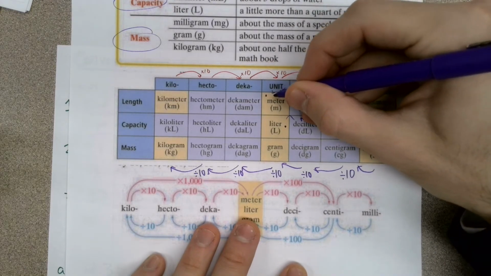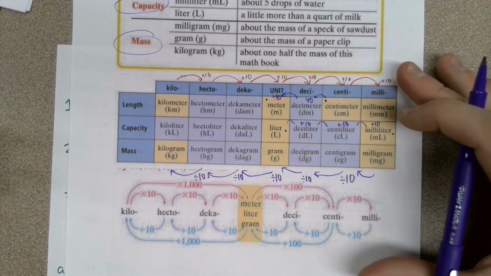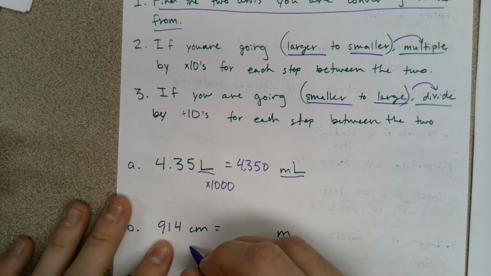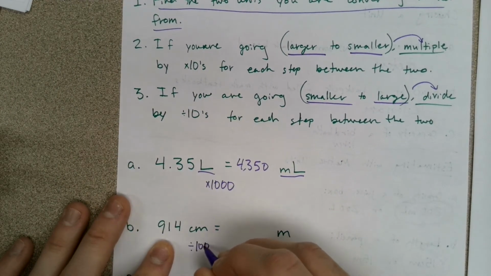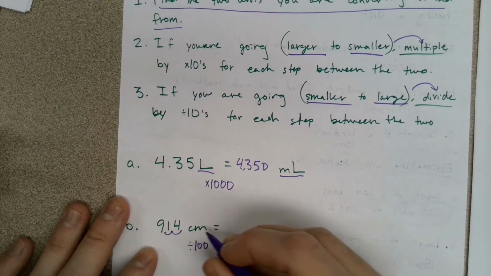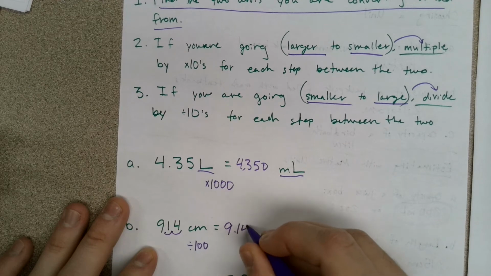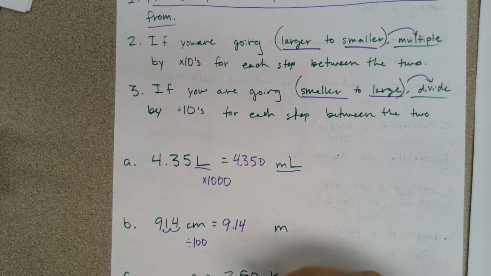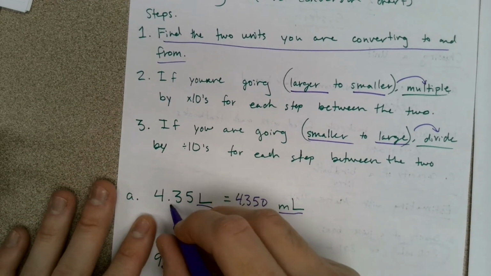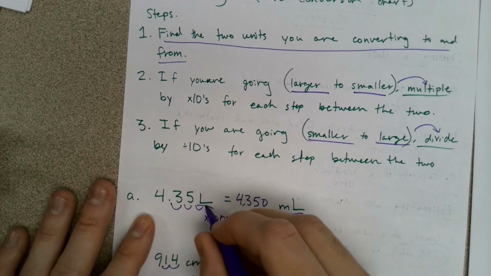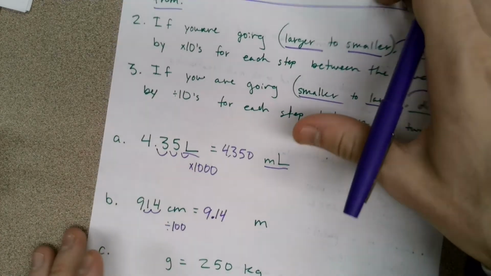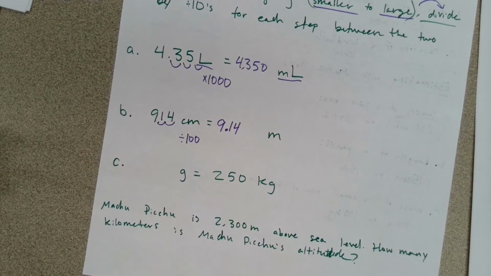And then I divide by 10 again. So I'm going to be dividing by 100, and that's going to move my decimal two spots. Divide by 10, divide by 100. 9.14 meters. On this last one, I moved my decimal three spots. That's how I got to 4,350. This time I divided by 100.